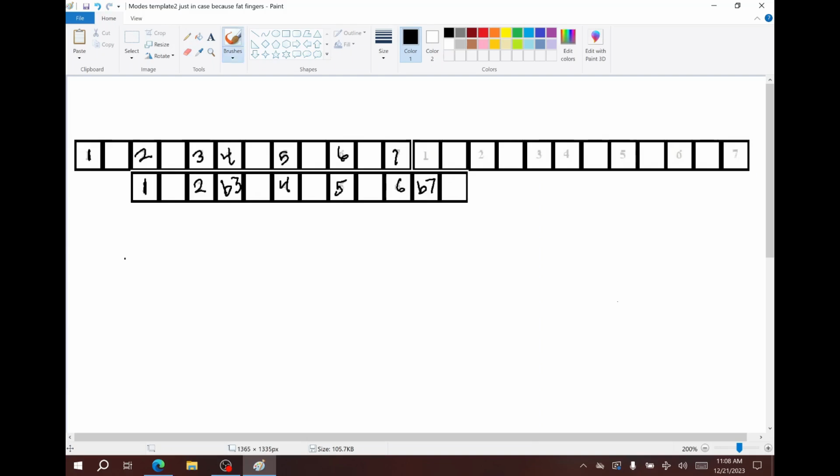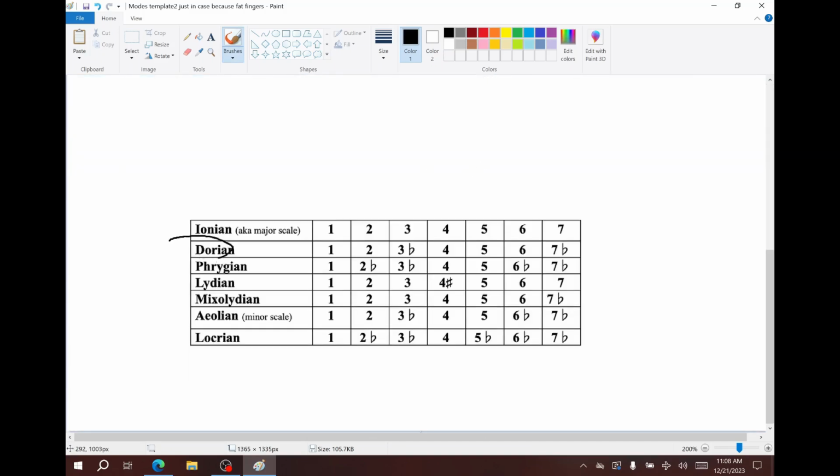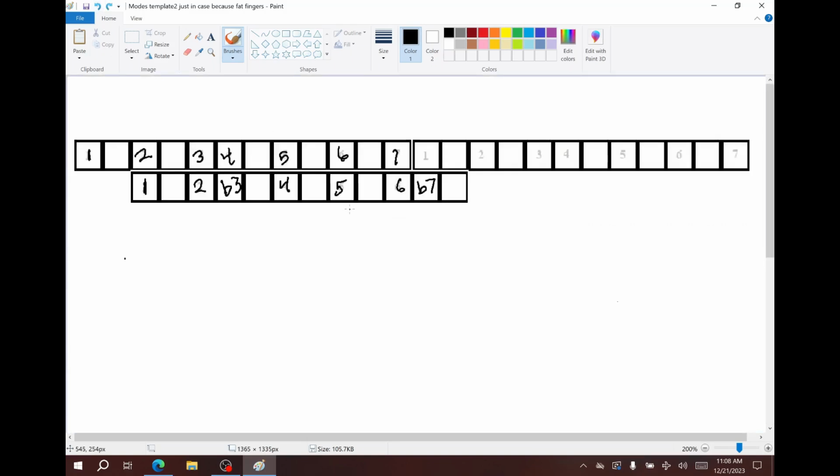Now, how do you know I'm not pulling your leg and I'm not full of it? Let's go back and check the reference. So we have a flat 3 and a flat 7. Dorian right here, we have a flat 3 and we have a flat 7. This is why there are those flats.